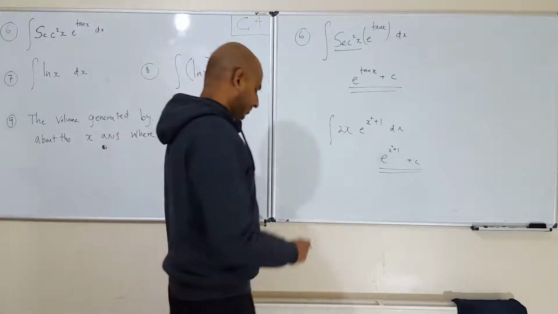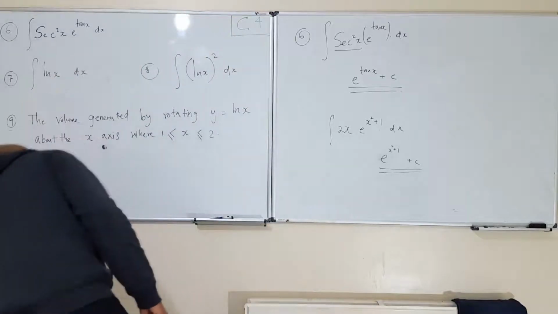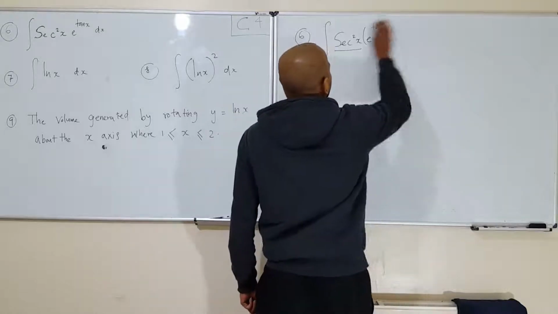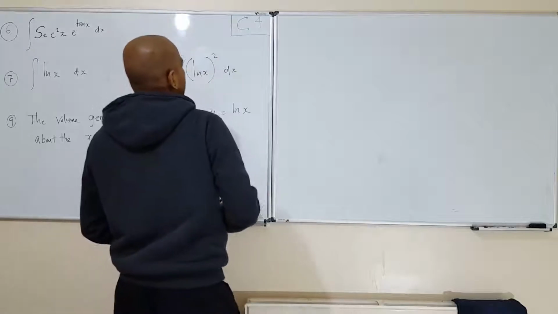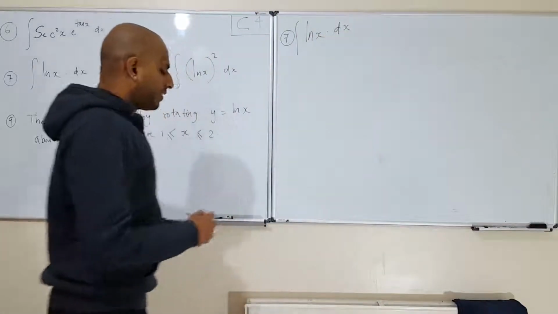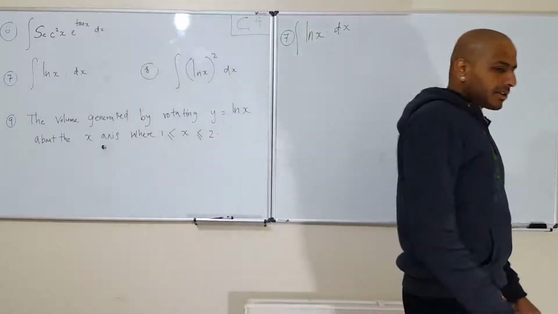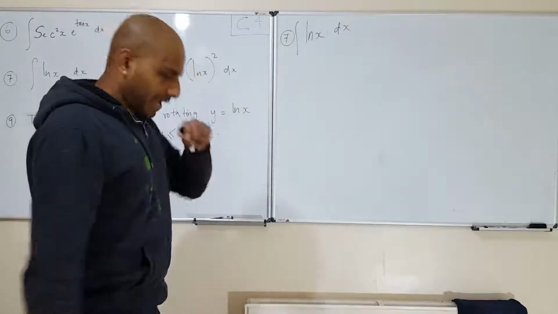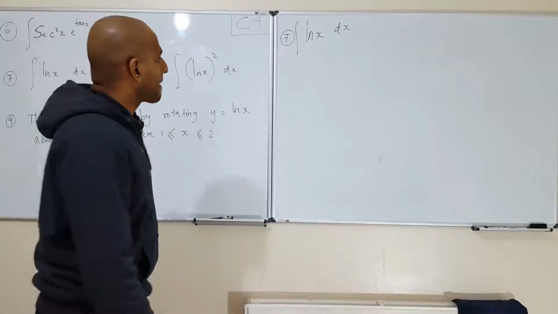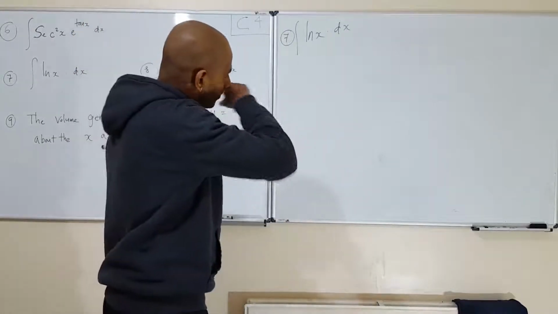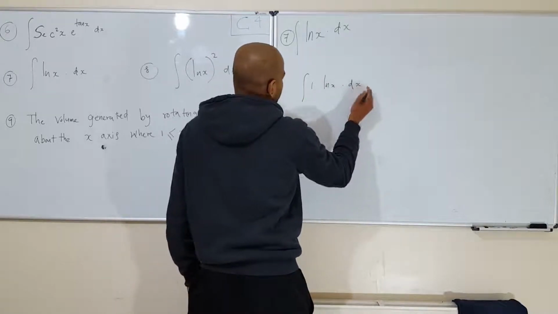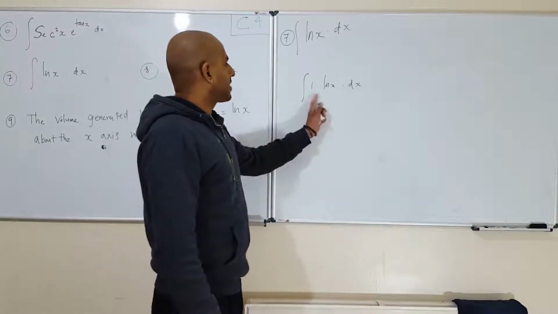Okay, right, cool. So let's go to number 7 then. Number 7, ln x. Now we try to integrate ln x, just ln x itself. When you integrate ln x, we can use something called integration by parts. There's no other way of actually integrating this. You can write ln x in this format: 1 times ln x. There's nothing wrong with writing it like this, because 1 times ln x is ln x anyway.